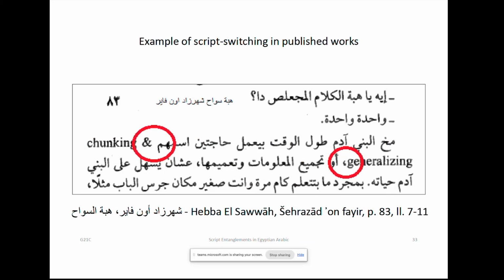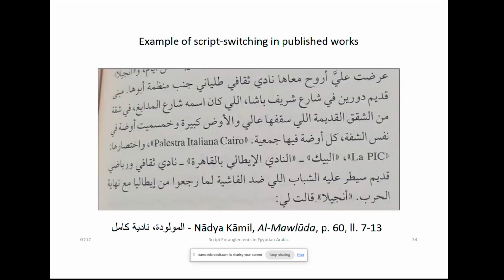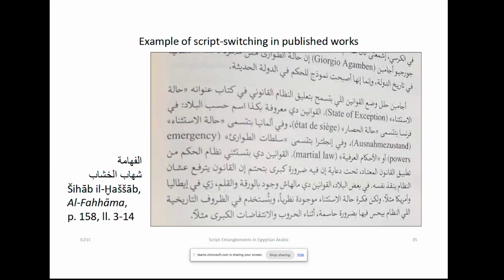The solution often adopted is to insert the sequence of Latin characters between an opening and closing pair of punctuation marks, either quotation marks or parentheses. These marks are often used in Arabic to frame a proper noun, as capital letters are unavailable. This allows for a clear separation between the two scripts.